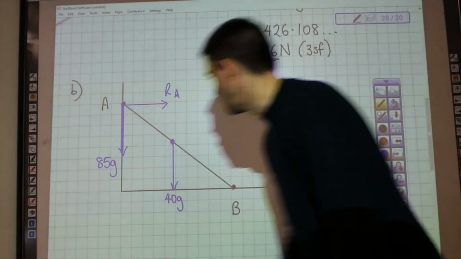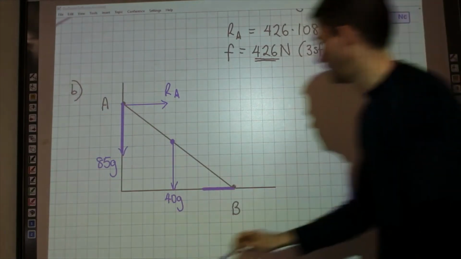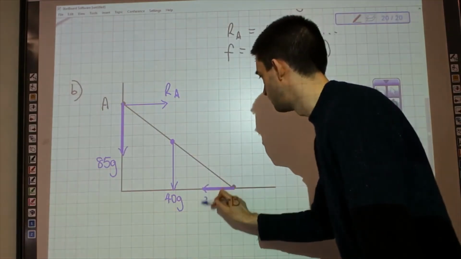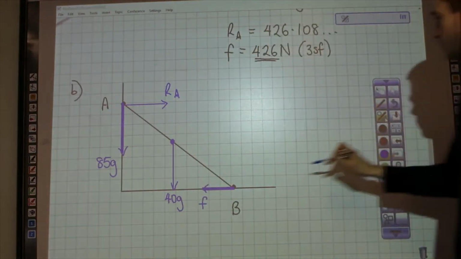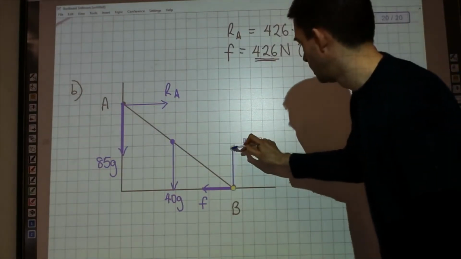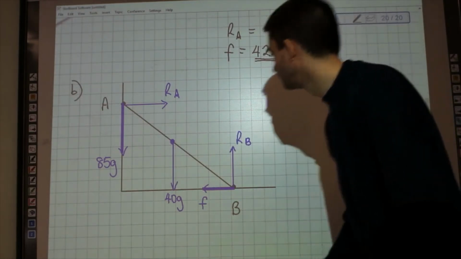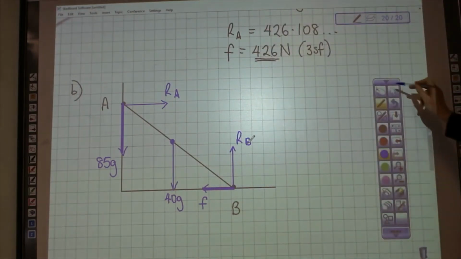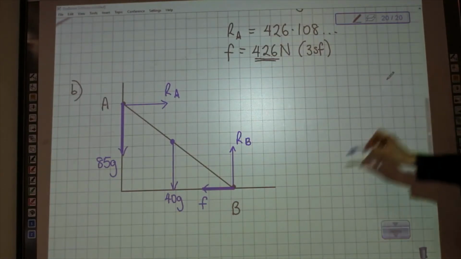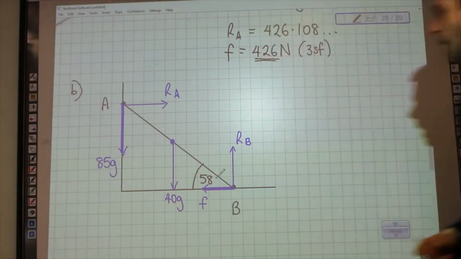We still have a frictional force acting in that direction there because the ladder is wanting to slip to the right. We still have a reaction at B. We are trying to calculate the coefficient of friction. We don't know that, but we do know that the angle of inclination is still 58 degrees.